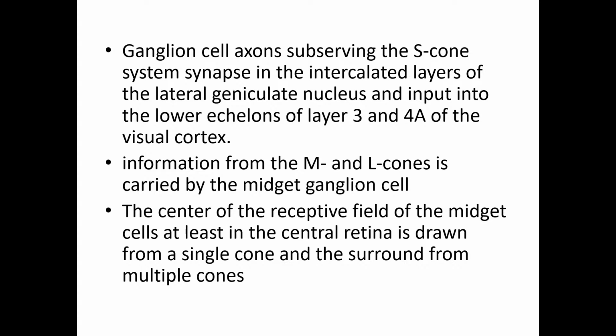Whereas the information from the M and L cones is carried by the midget ganglion cells. So the center of the receptive field of midget ganglion cells, at least in the central retina, draws from a single individual cone, whereas in the periphery it draws from multiple cones.